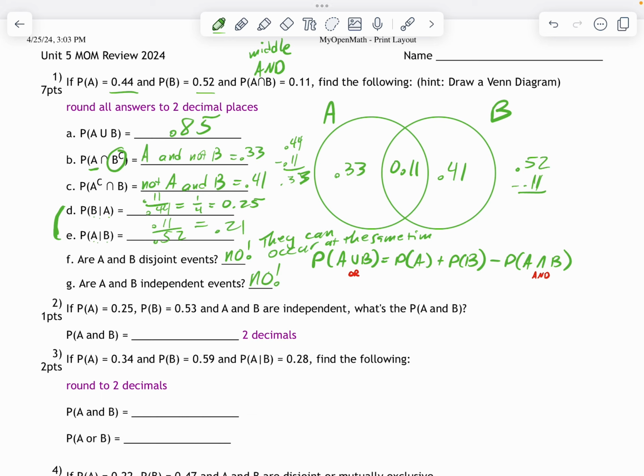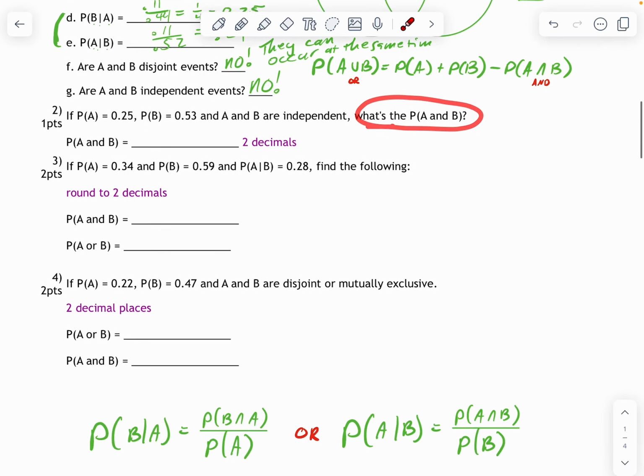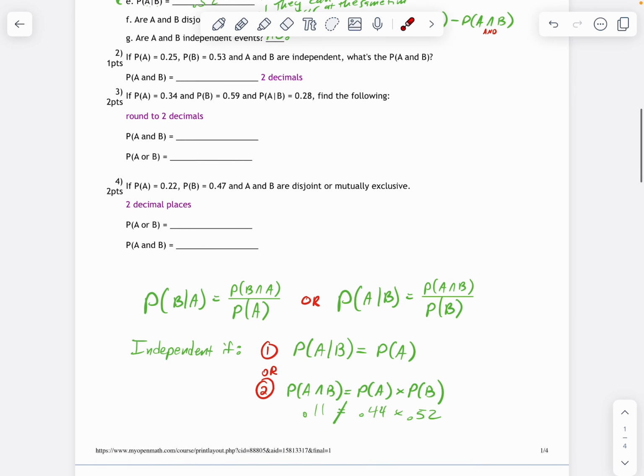Okay, next one. Number 2. It tells me A is 25%, B is 53%, and it tells me they're independent. So what's the probability of A and B? Back down here to my independent stuff. If they're independent, the probability of A and B equals simply A times B. And they gave me A and B. So I simply need to multiply those two together because it told me they're independent.